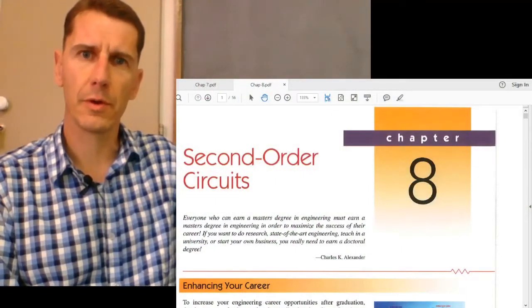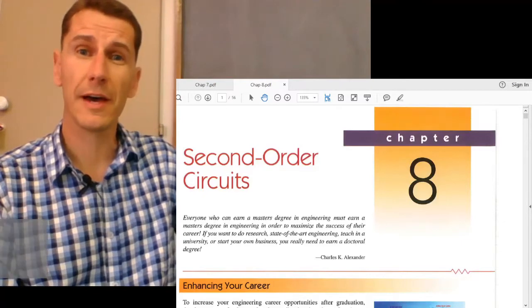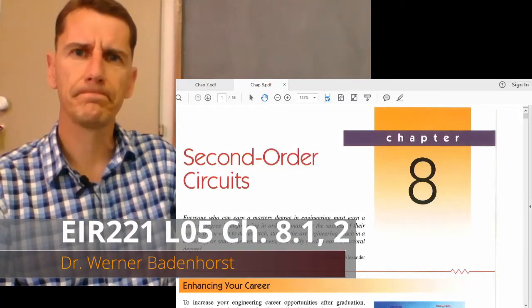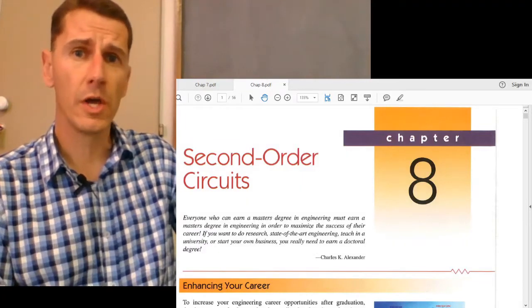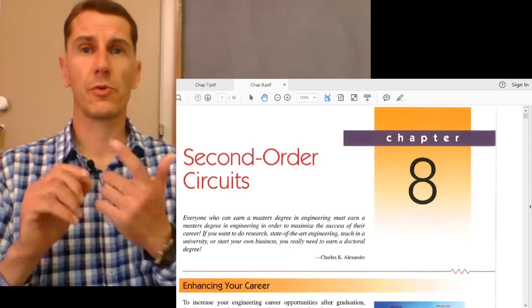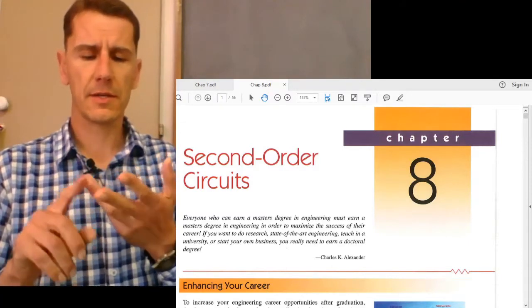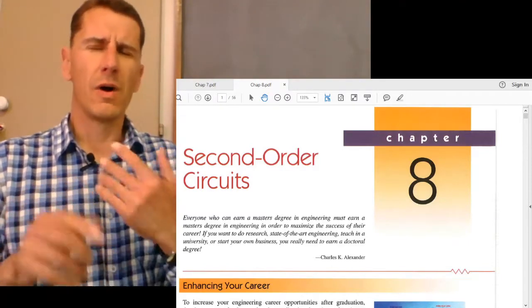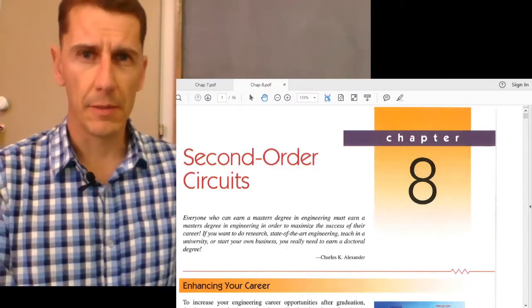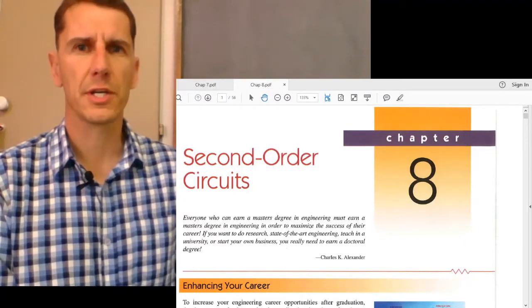Hello again. Here we are starting with chapter 8. This is lecture 5 for EIR this semester. And now we're going to look at second order circuits. In other words, where you've got a resistor, inductor, capacitor. Well, you basically just need two storage elements. We're going to look at a couple of circuits just now.